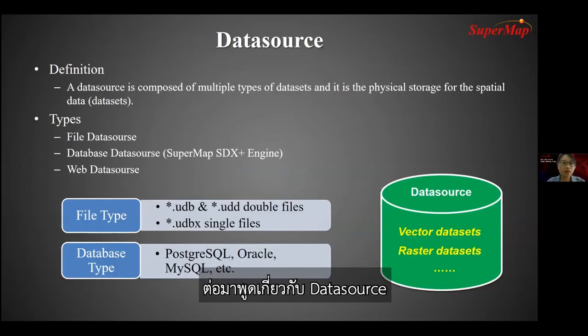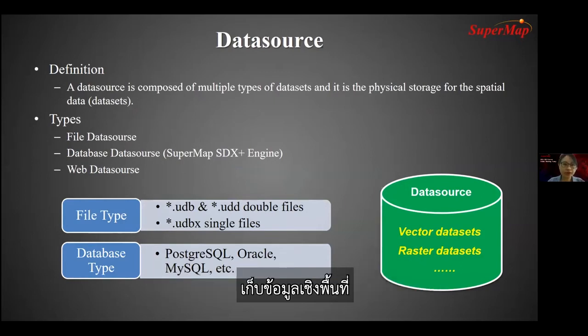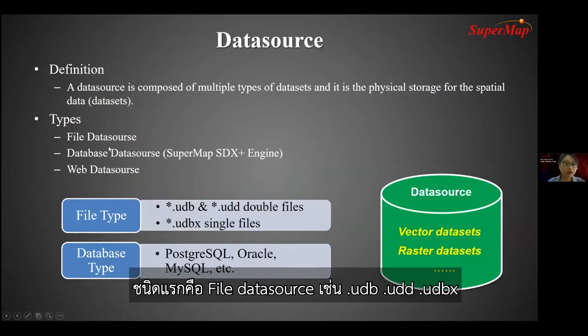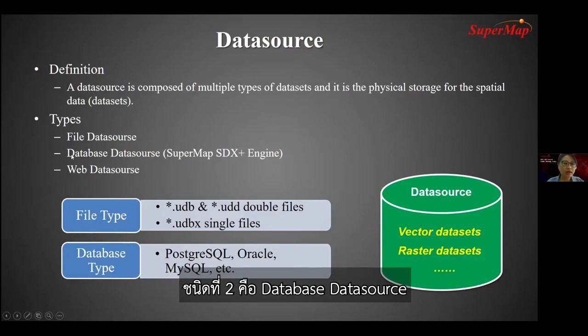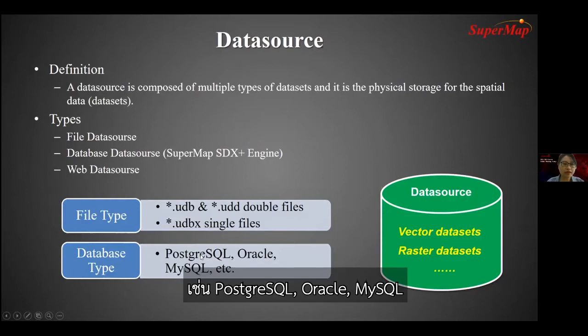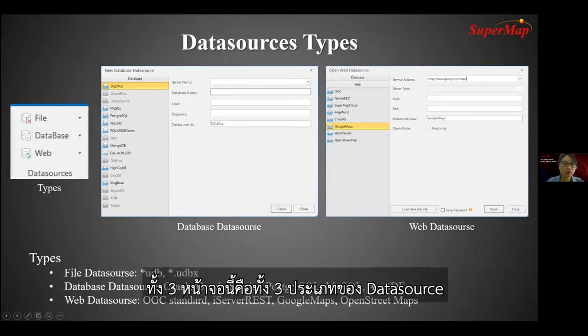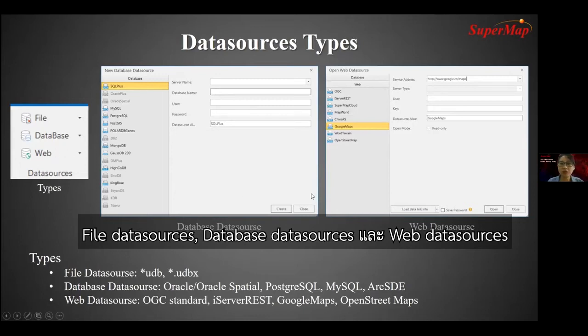And the next is about the data source. A data source is composed of multiple types of datasets, and it is the physical storage for the spatial data. Here we can see there can be three types. The first one is the file data source, including the UDB and UDD, the double files, and the UDBX, the single file. The second type is the database data source, just like PostgreSQL, Oracle, MySQL, and SuperMap also supports the web data source. Here lists the three types of data sources: the file data sources, database data sources, and web data sources.